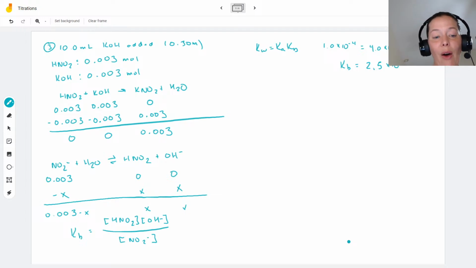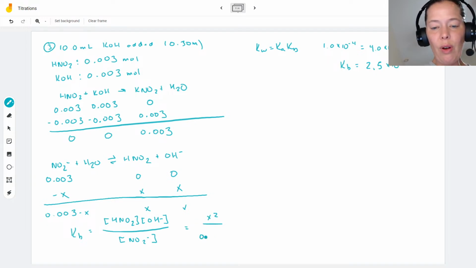All right. So now I have a number for my Kb. I do have my concentrations. So I am going to plug in from my ice table. This is simply going to equal x squared over 0.003 minus x, and that equals the Kb, which I just calculated.